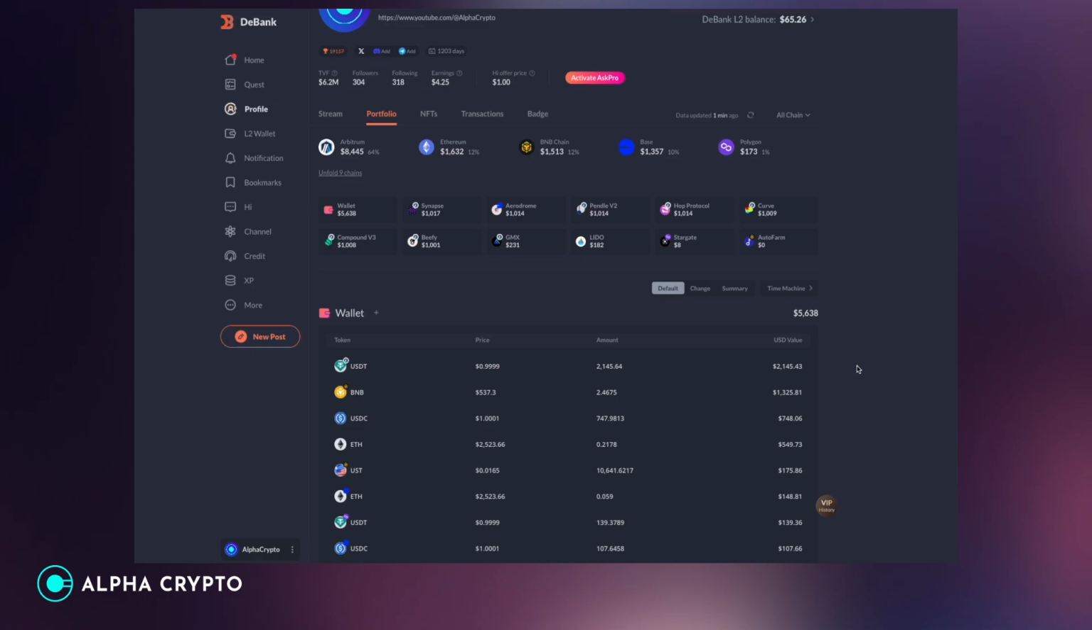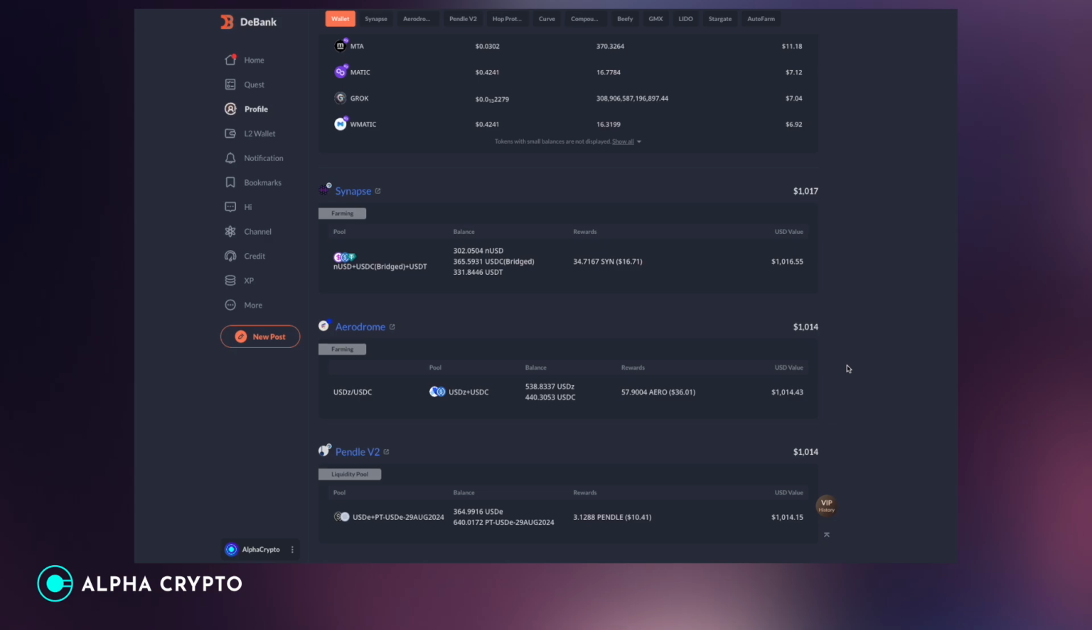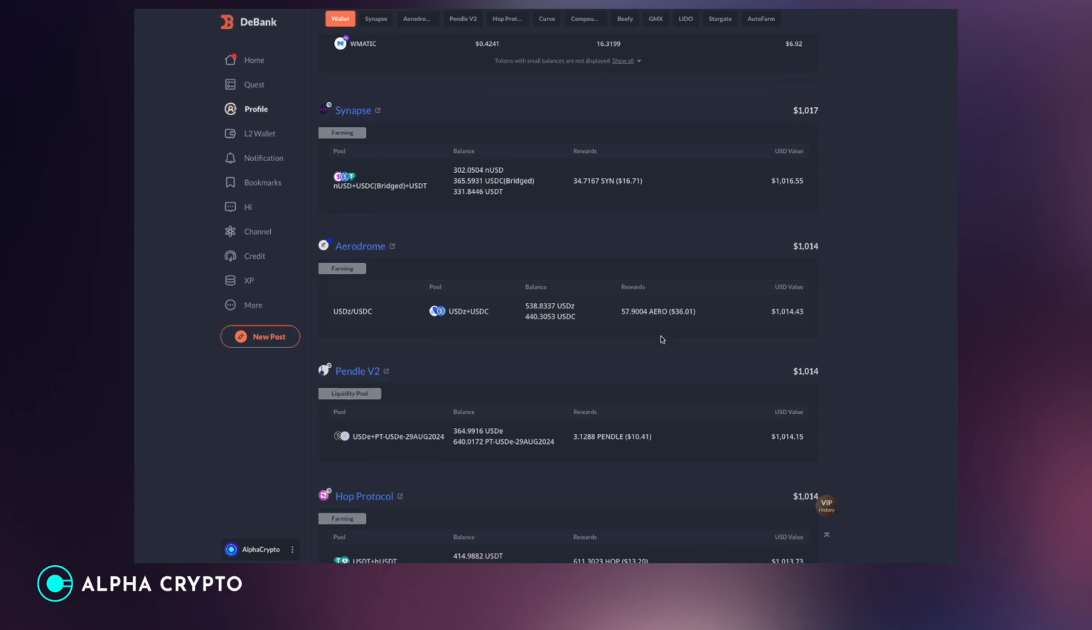So let's check our balances. It's been a total of about 58 days of staking these coins. And then we're just going to check every single one. So with Synapse, we're at around $1,017 now. You can see we've received some rewards of 34.71 SYN, which is about $16.71. Aerodrome, we're at around $36 of Aero, which is quite strong.